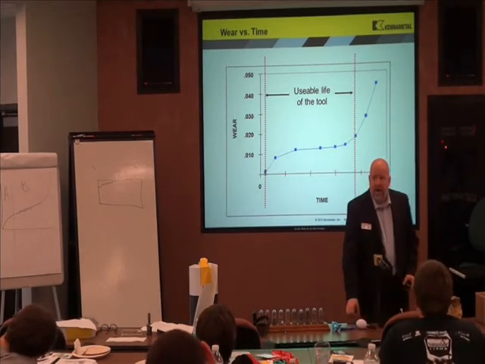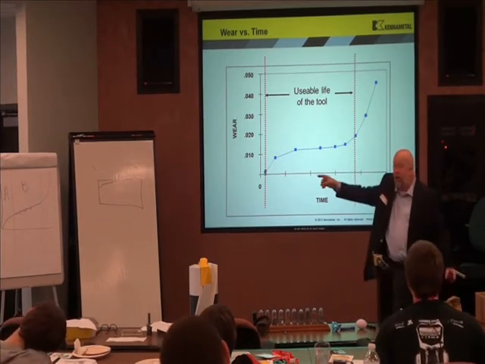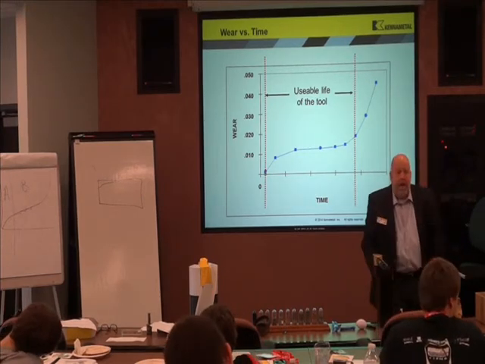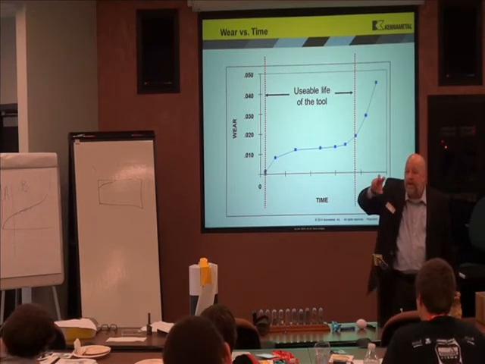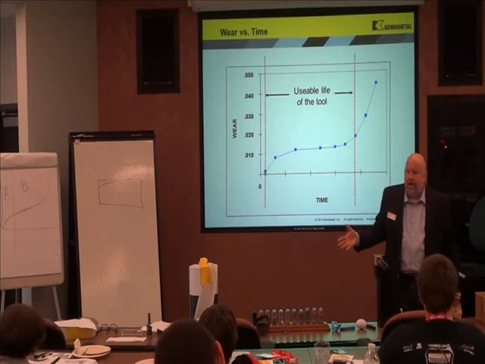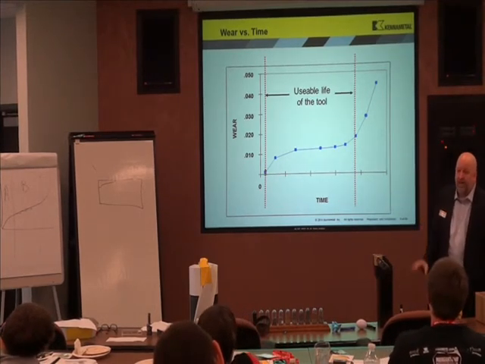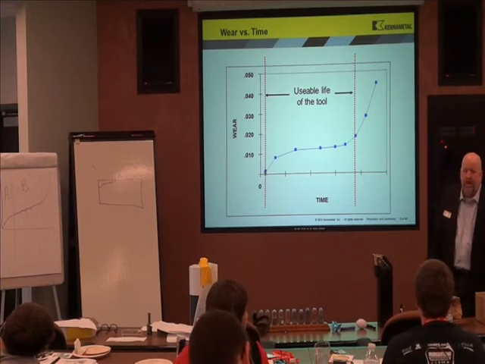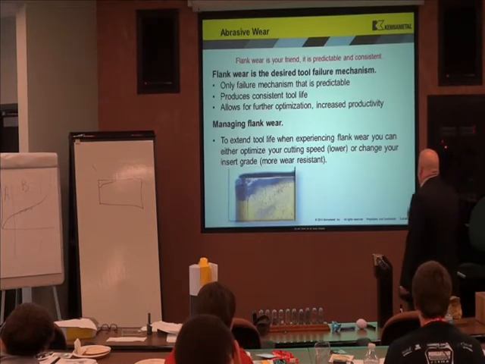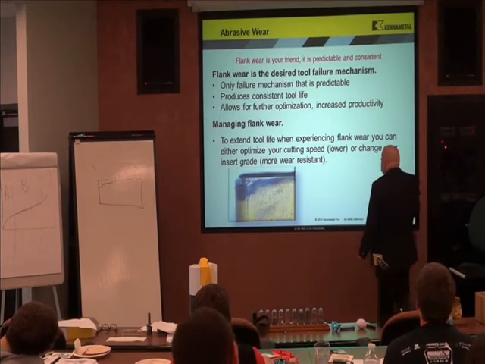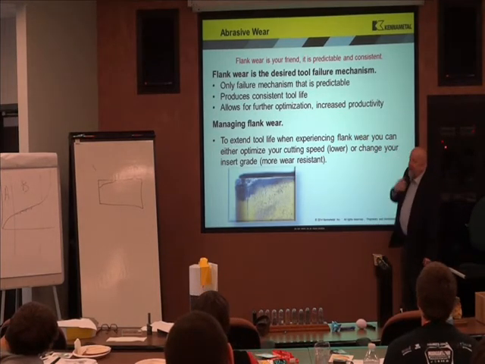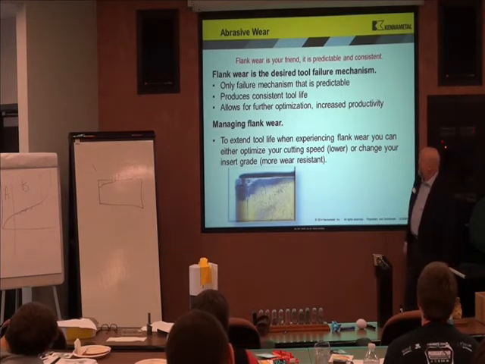Flank wear is your friend. I can play with that zone and lengthen or shorten it based on what I do with my speed. Because speed is heat, and that's what controls it. That's why I want this flank wear as my failure mode and none of the others, because I can control it. It's the only failure mechanism that I can actually control by just playing with the speed.